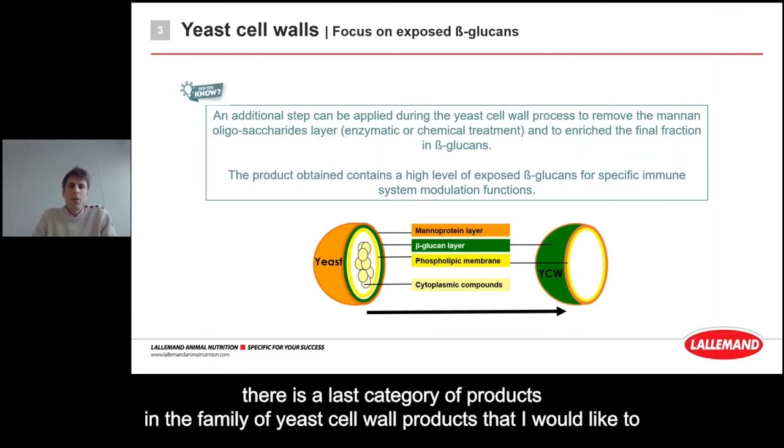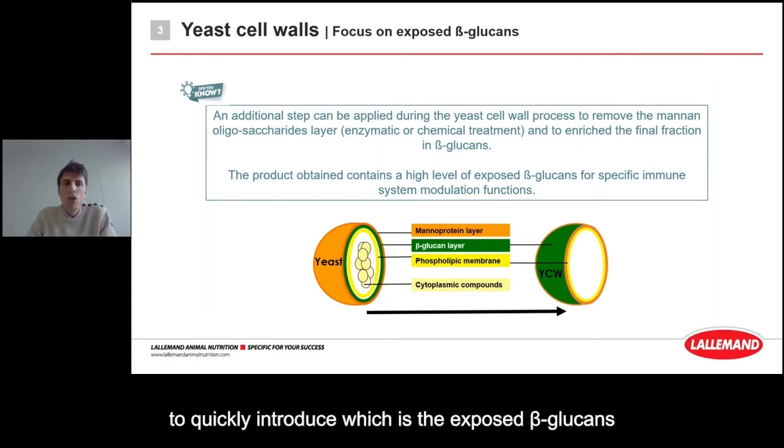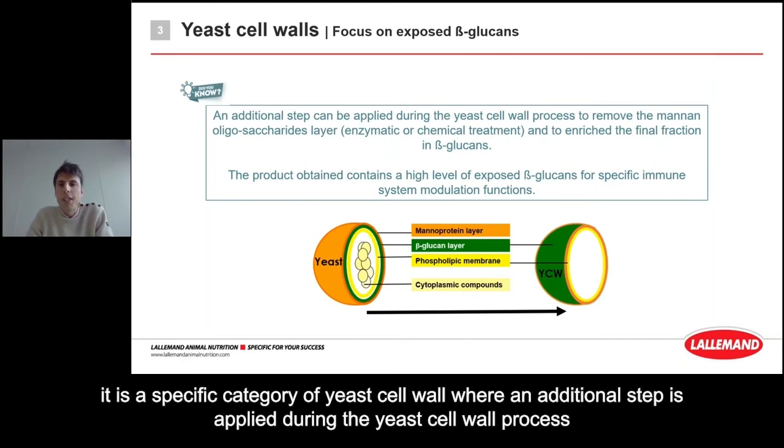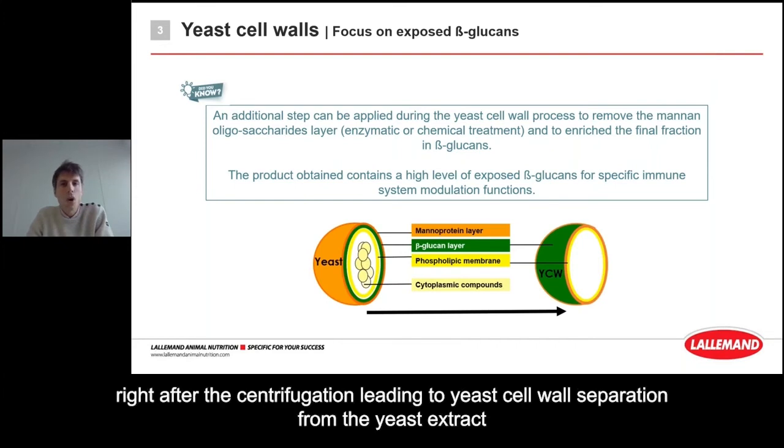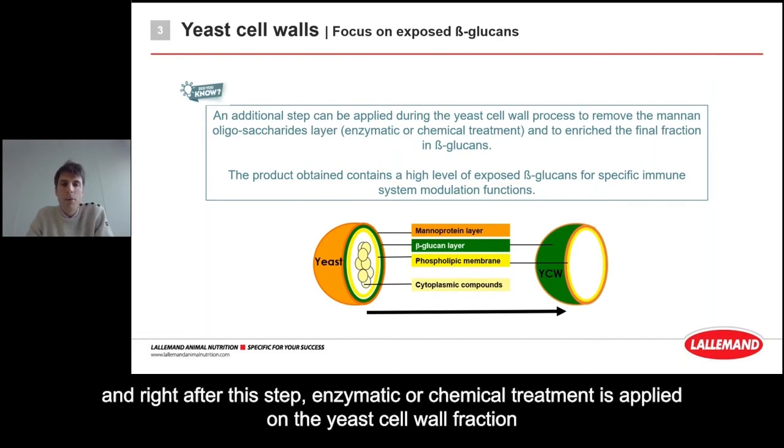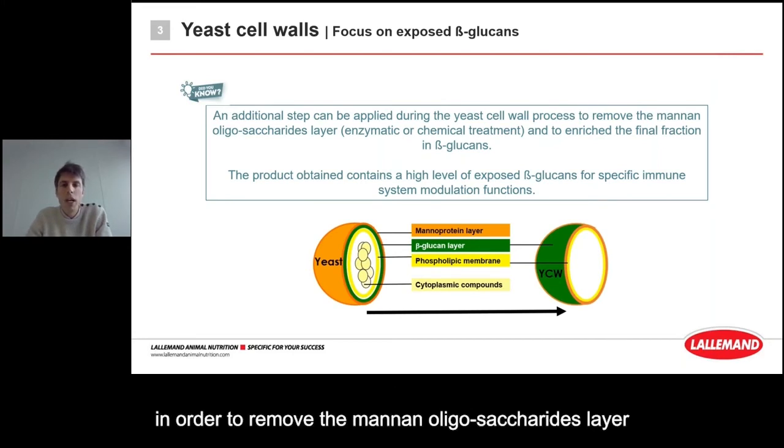There is a last category of products in the family of yeast cell wall products that I would like to quickly introduce, which is the exposed beta-glucan. It is a specific category of yeast cell wall where an additional step is applied during the yeast cell wall process, right after the centrifugation leading to yeast cell wall separation from yeast extract. And right after this step, an enzymatic or chemical treatment is applied on the yeast cell wall fraction in order to remove the mannan oligosaccharide layer.